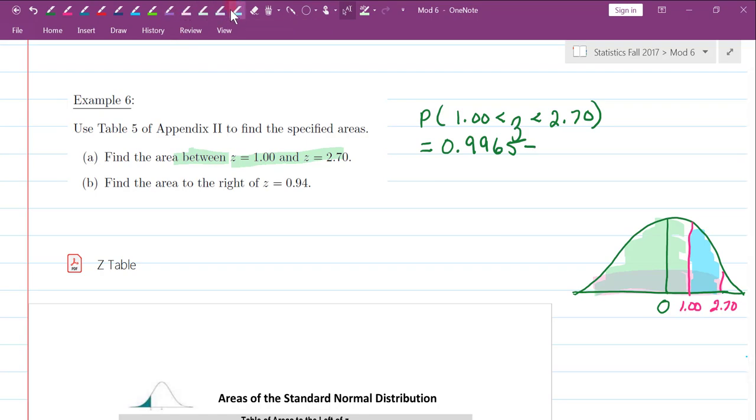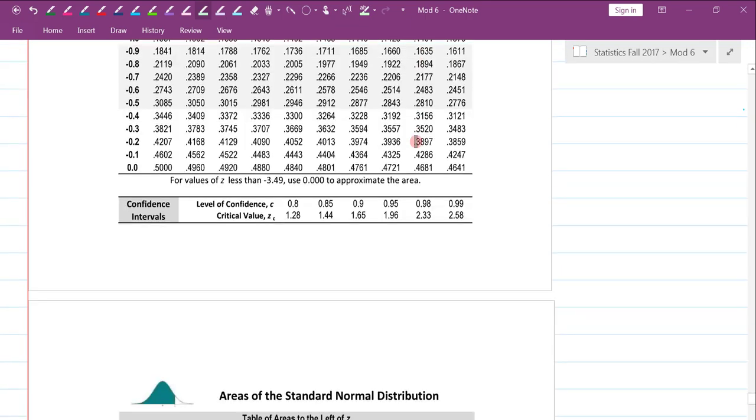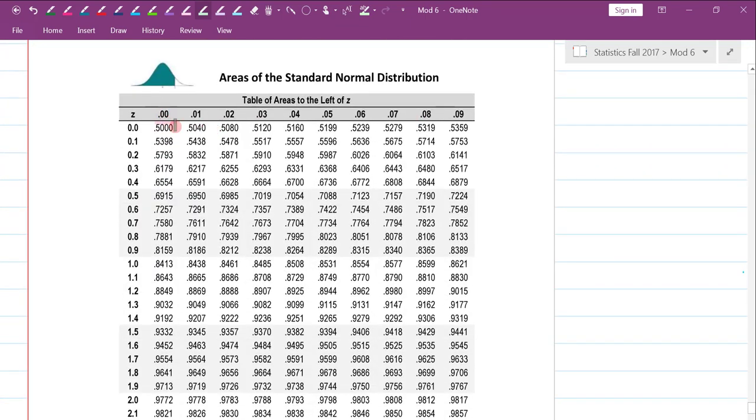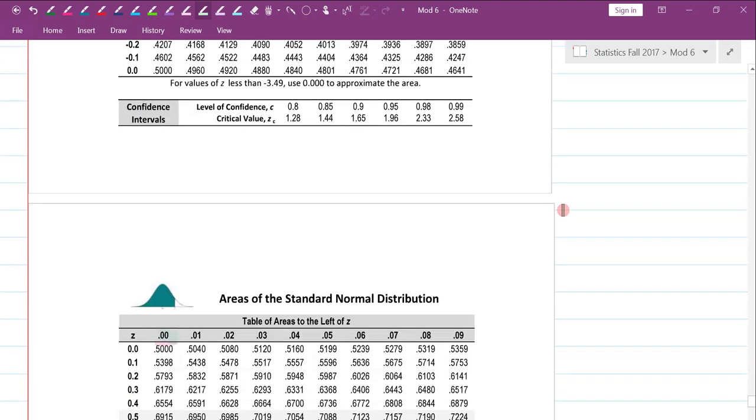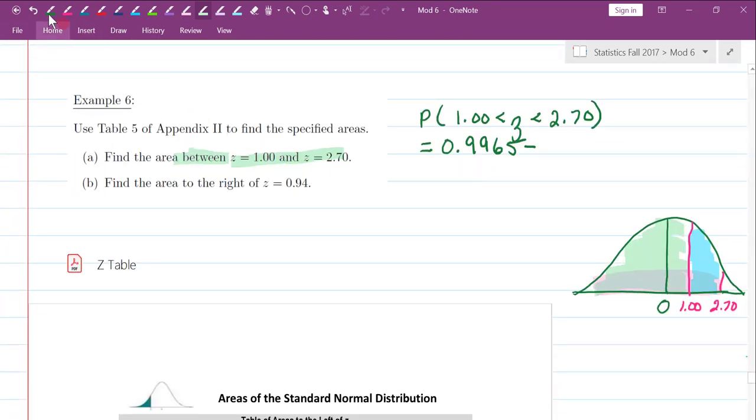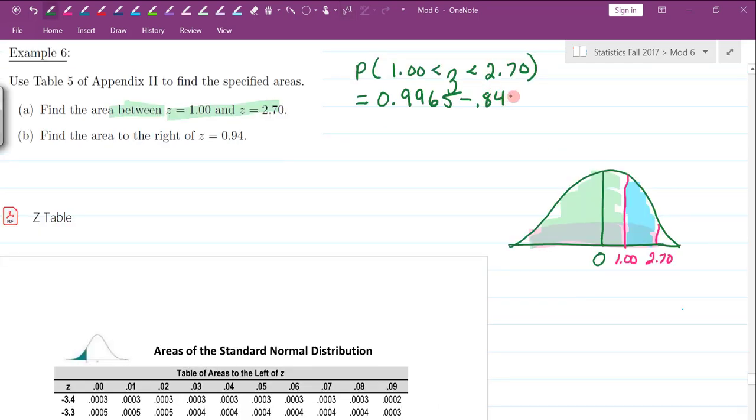Okay, and let's find that. So 1.0, again, my hundredths is 0, so I'm going to look at 1.0, and in this area, the intersection, which is 0.8413. Pause the video if you need to, okay? And we're going to come up here and make it 0.8413. Grab your calculator out and do your math: 0.9965 minus 0.8413 is equal to, oops, I hit something wrong.